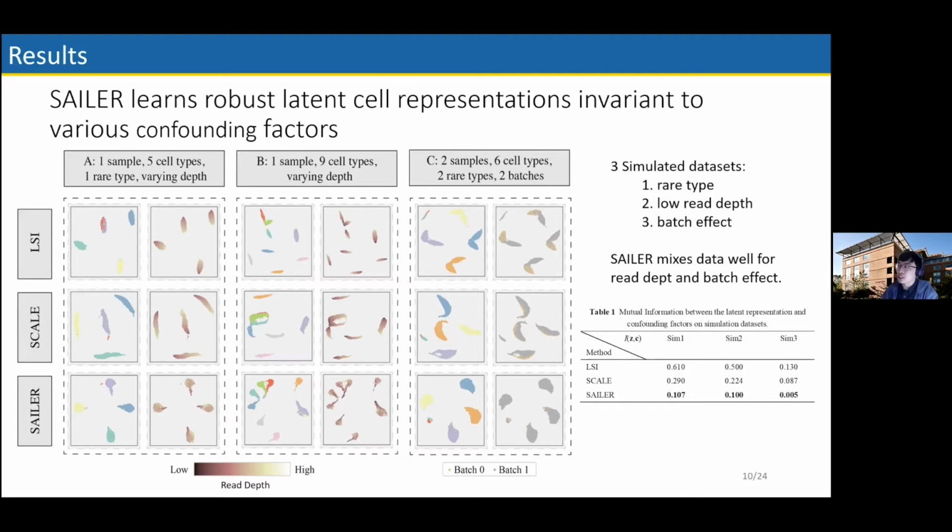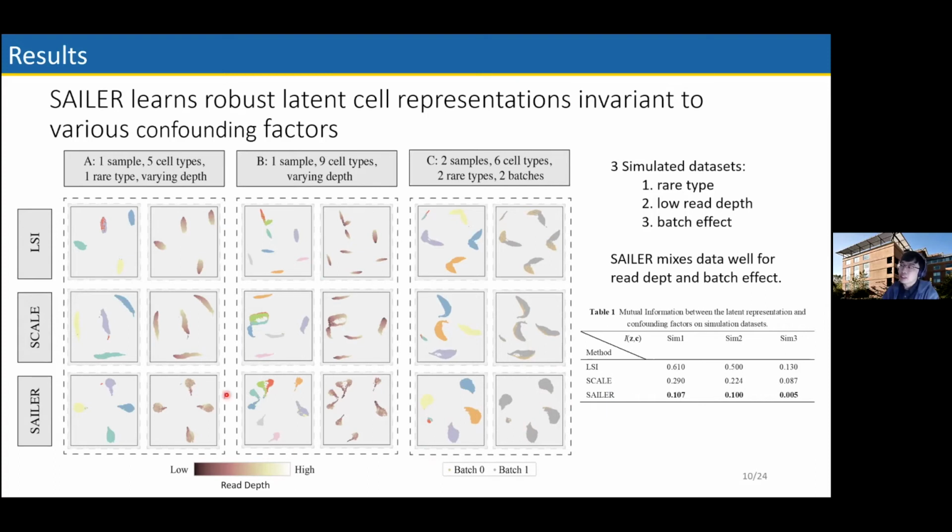And the last dataset contains batch effect. Essentially, we simulated two batches and jointly analyzed them together. Similarly, SAILOR mixes cells from different batches, while other methods don't do that well. And also, SAILOR preserves the real cell types very well, since the two batches each contain one real cell type.